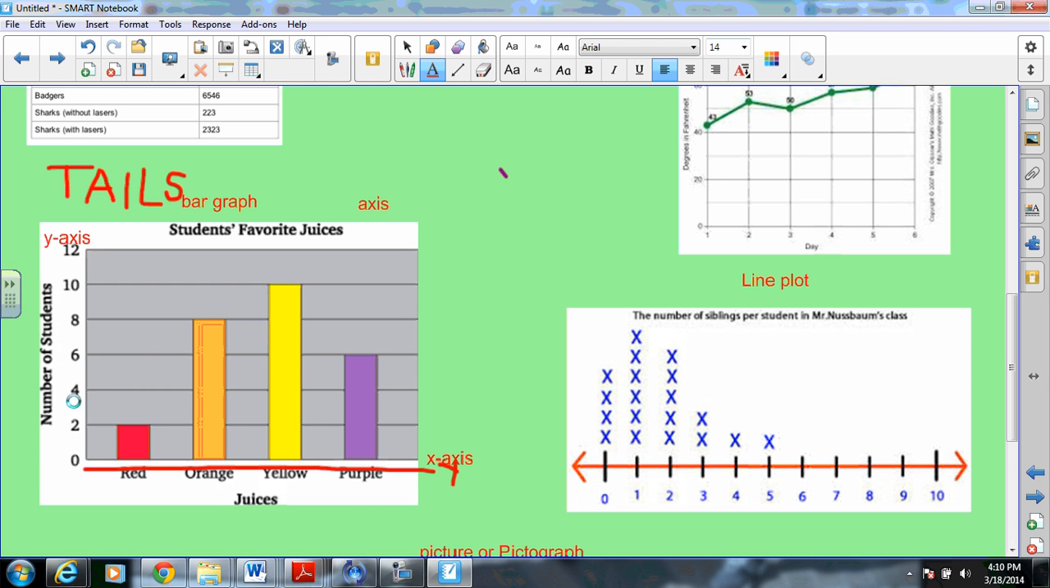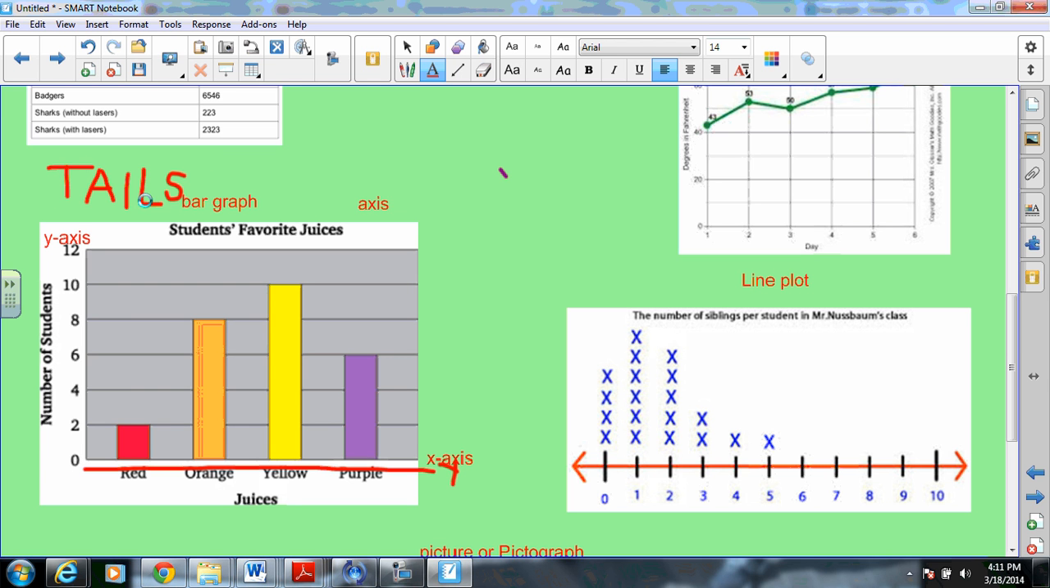You can also call the way that they're counting here intervals. Intervals is what the scale is counting by. So this scale here is going 0, 2, 4, 6, and 8. So I know that this scale has intervals of 2. I wrote this word here to help you remember. This word is TAILS. TAILS will help you remember most of the things that should go on a graph.